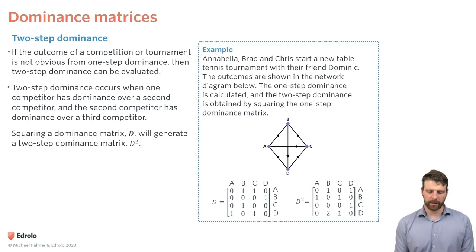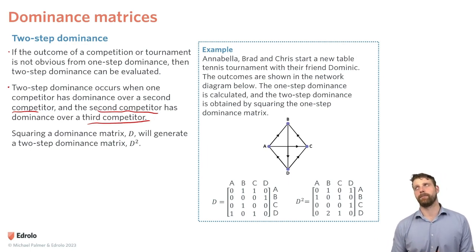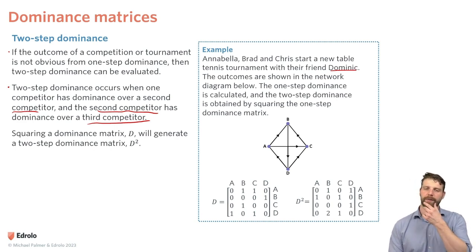Okay, two-step dominance occurs when one competitor has a dominance over a second competitor, and the second competitor has a dominance over a third competitor. So A defeats B, who defeats C. All right, squaring a dominance matrix D will generate a two-step dominance matrix D squared. So here we've got an example that I've extended. Annabella, Brad, and Chris start a new table tennis tournament with their friend Dominic. The outcomes are shown in the network diagram below. The one-step dominance is calculated, and the two-step dominance is obtained by squaring the one-step dominance matrix.